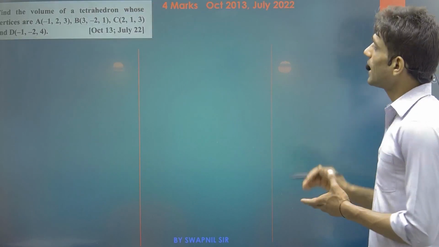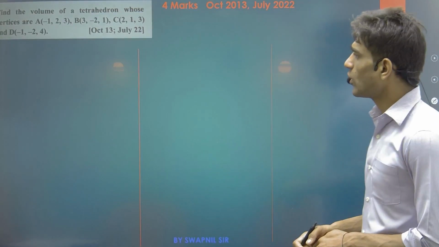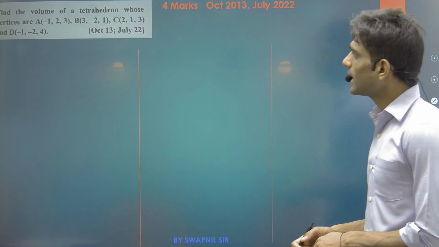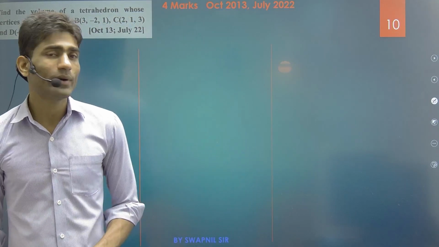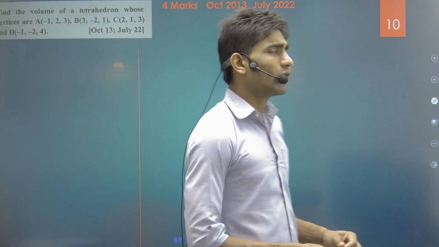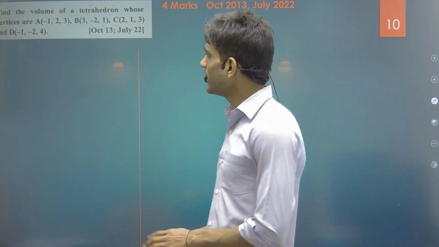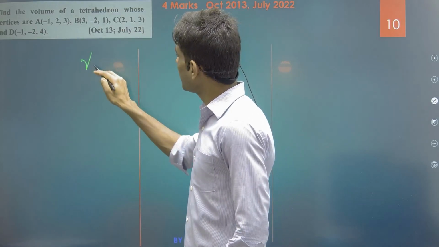Now let's move to the last example. We have to find the volume of a tetrahedron whose vertices are A, B, C and D. Four vertices are given, and we want the volume of our tetrahedron. So the volume of a tetrahedron can be written using the four vertices as follows.